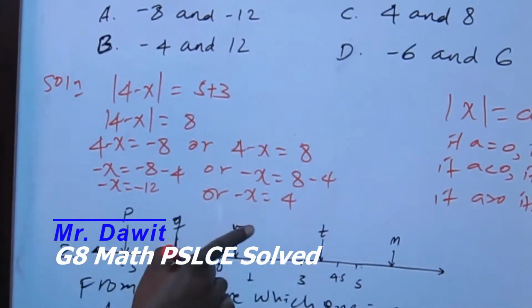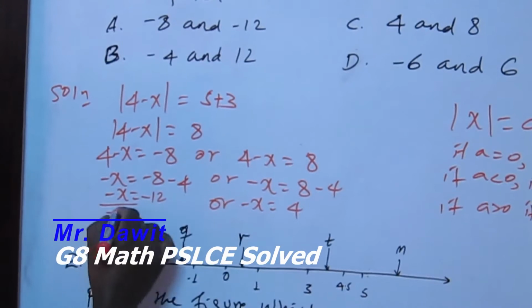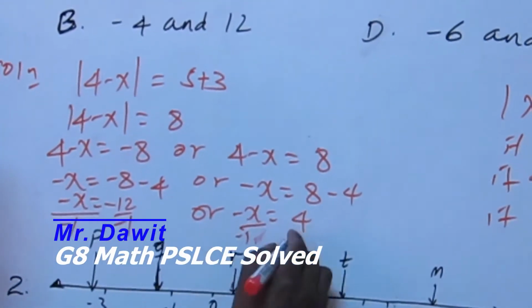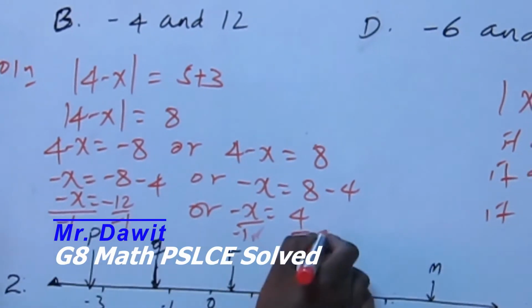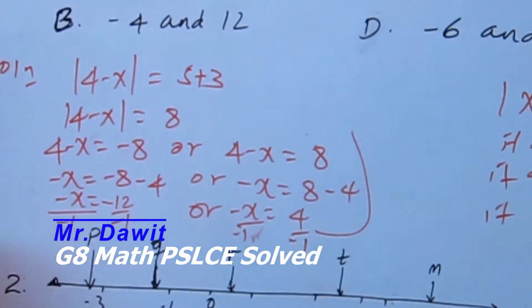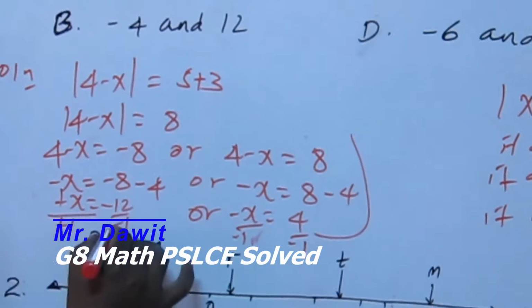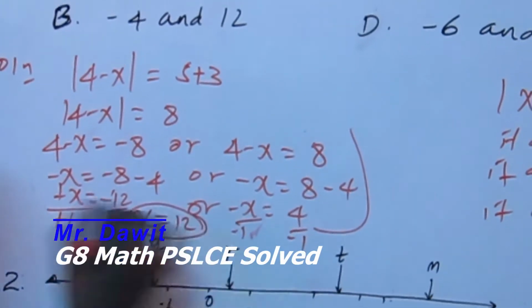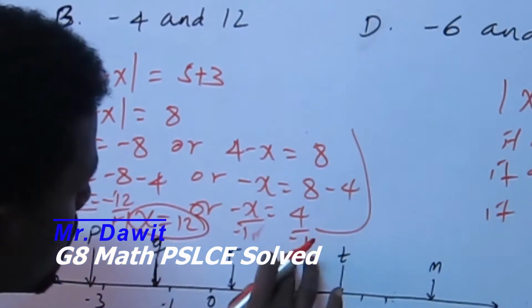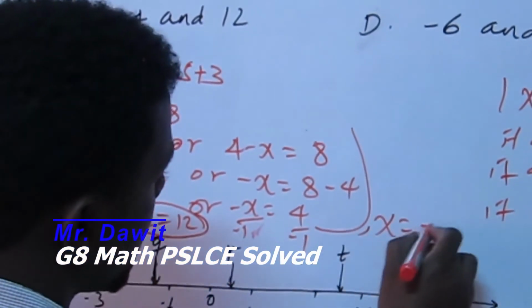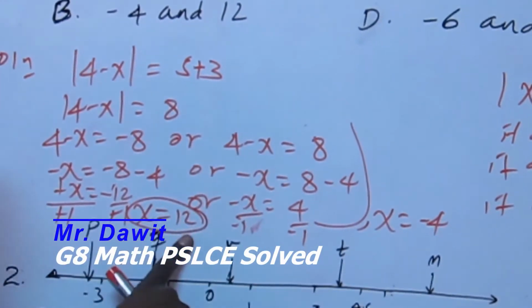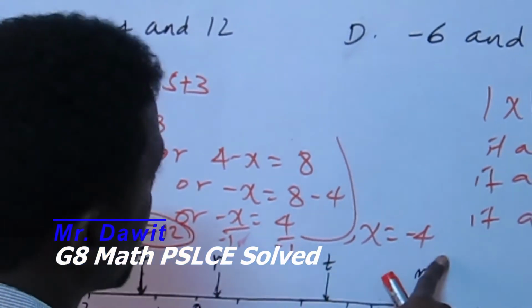Now you have to divide both sides by negative 1. Negative 12 divided by negative 1 gives x is equal to 12, and 4 divided by negative 1 gives x is equal to negative 4. So the solutions are either x is 12 or x is negative 4.